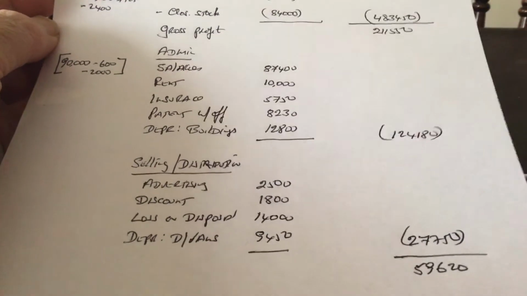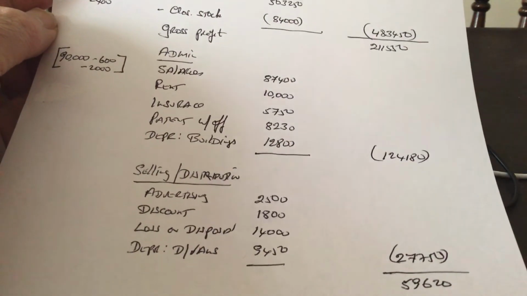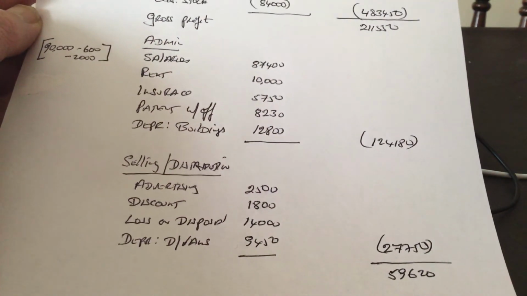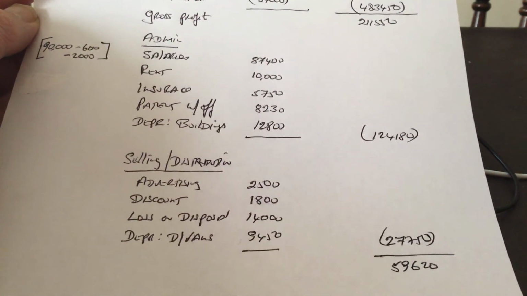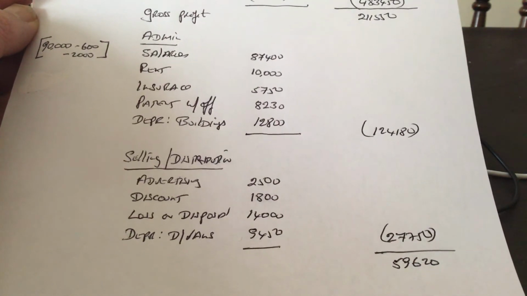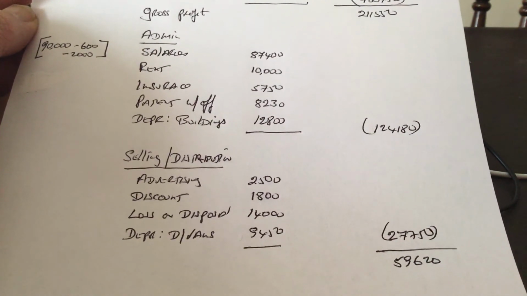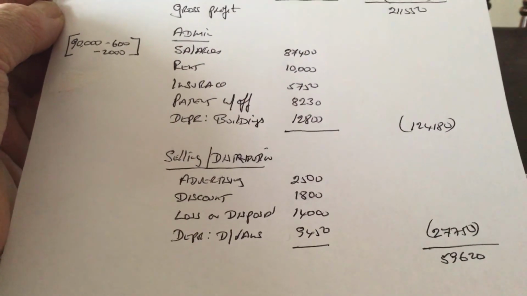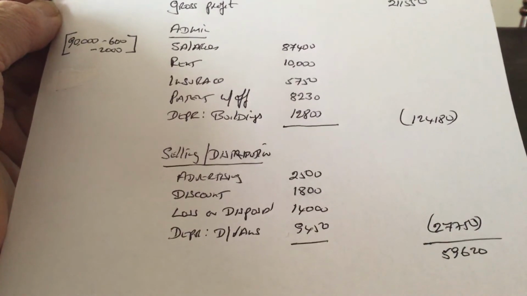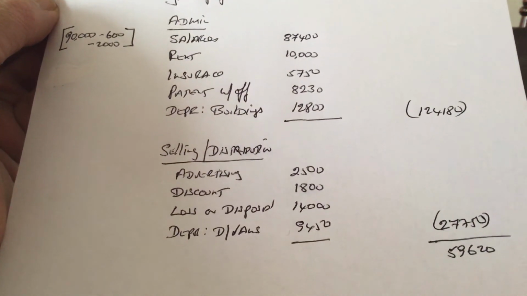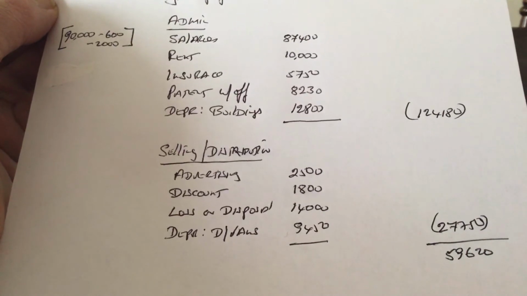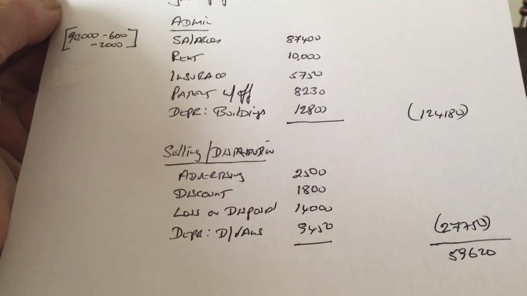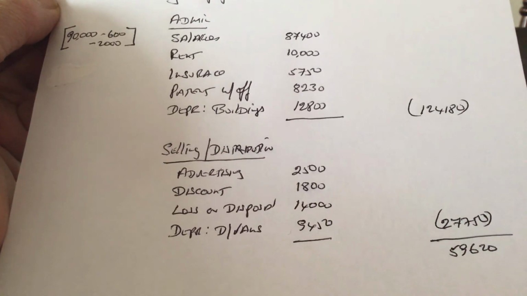Now let's go down and look at our administration and selling and distribution expenses. The first thing you will come across is the advertising, and advertising is 2,500. You tick it off and you put that under selling and distribution. The next thing you'll come across then is the discount allowed of 1,800. Goes into selling and distribution. Tick it off. Salaries and general expenses will be 90,000 from the original trial balance, and go to the adjusted trial balance on the credit side and you will see 600 and you will see 2,000. So they come off the 90,000 and that gives you 87,400.